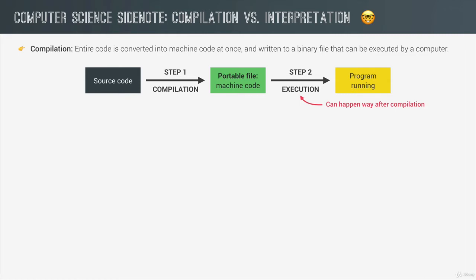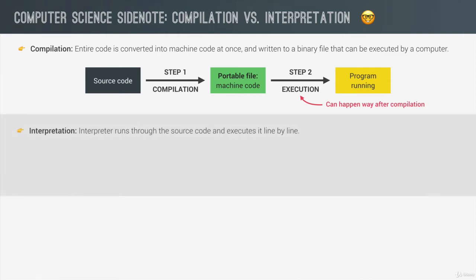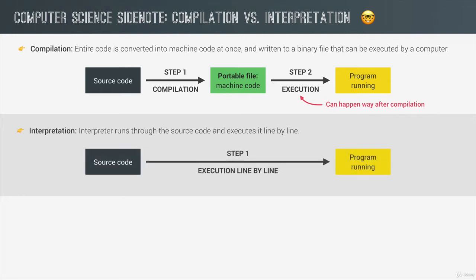Now, on the other hand, in interpretation, there is an interpreter which runs through the source code and executes it line by line. So here we do not have the same two steps as before. Instead, the code is read and executed all at the same time. Of course, the source code still needs to be converted into machine code, but it simply happens right before it's executed and not ahead of time.